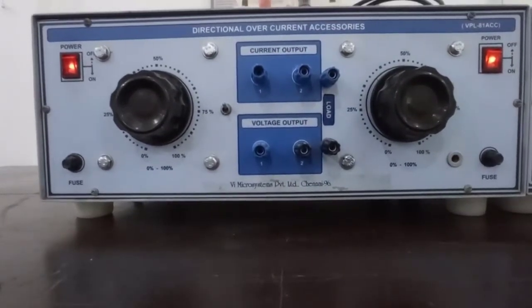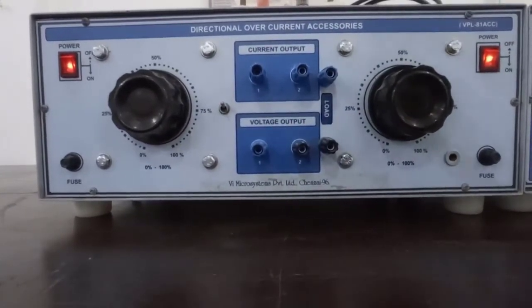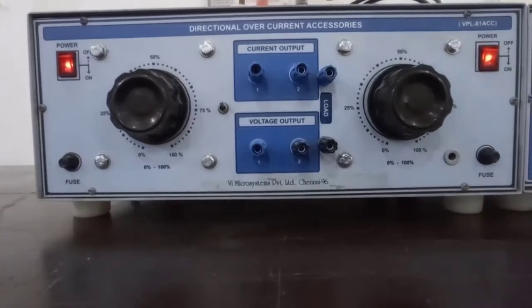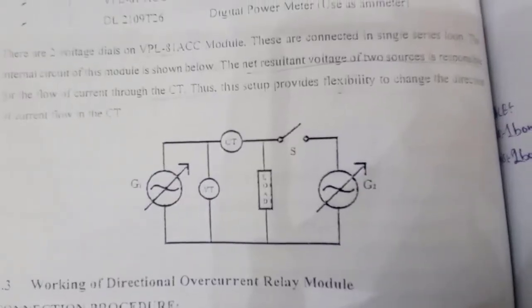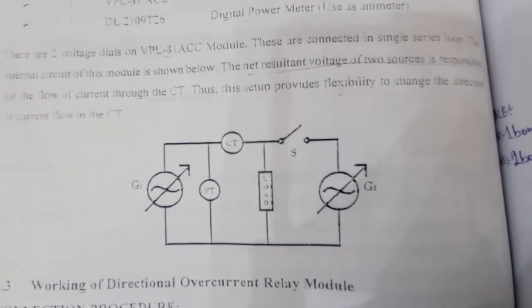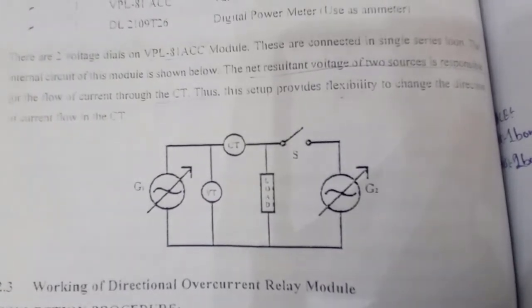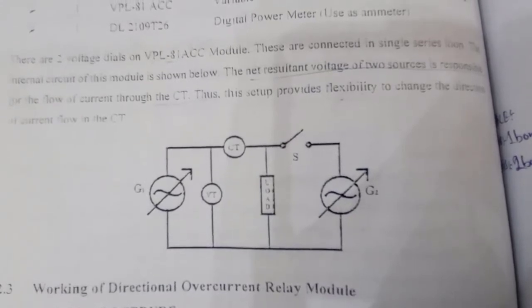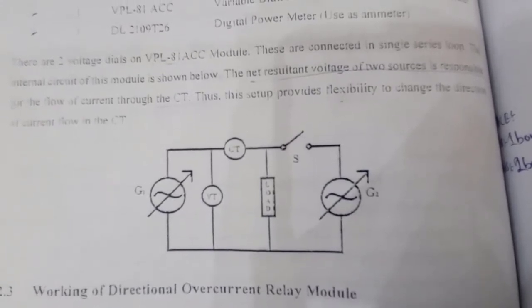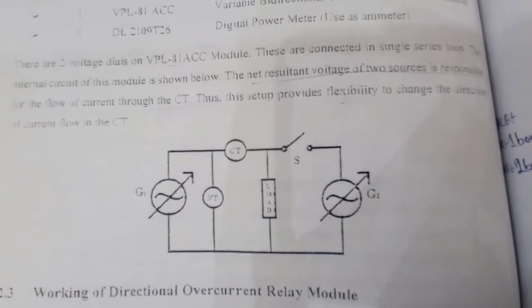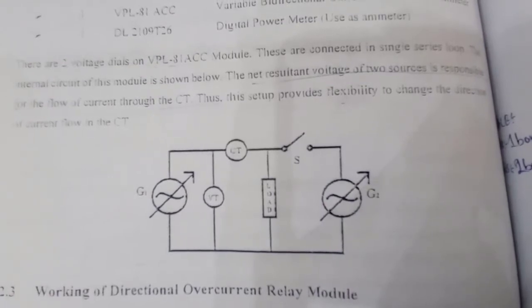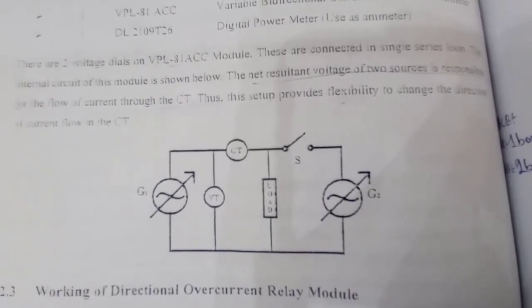If I show you the diagram of the internal circuitry of this arrangement, in this diagram we can see the VT terminal and CT terminal are measuring the current and voltage that is flowing from generator 1 towards generator 2. Once this switch S is closed, the two generators G1 and G2 will be in parallel, and across their parallel combination we have the connection of the load.